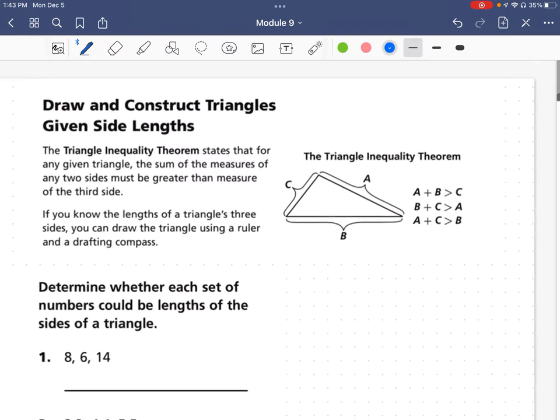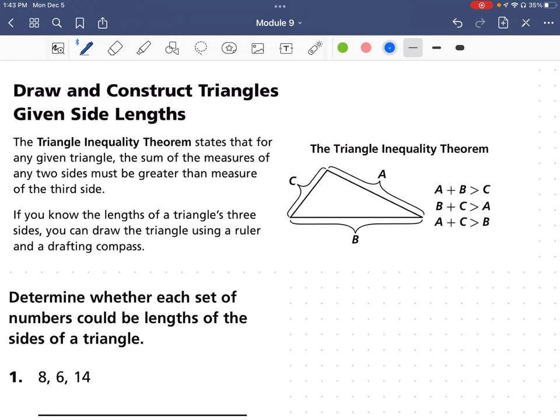So here is our triangle inequality theorem. It states that for any given triangle, the sum, meaning our addition, of the measures of any two sides must be greater than the measure of the third side.